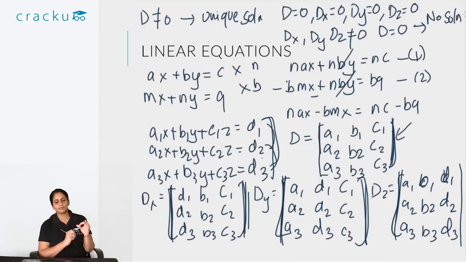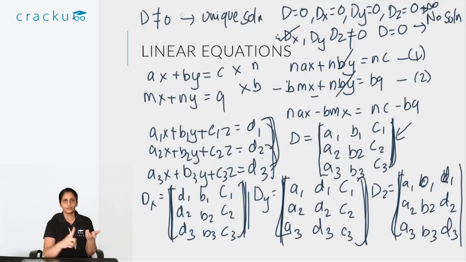So always remember, if d is not 0, then there is a unique solution. If d is equal to 0, dx is equal to 0, dy is equal to 0, dz is equal to 0, there are infinitely many solutions. If one of these 3 is not 0, then it can be either no solution or infinitely many solutions. So you don't know. This is the case where you say that we cannot determine the answer, or there can be a possibility that there is no solution.